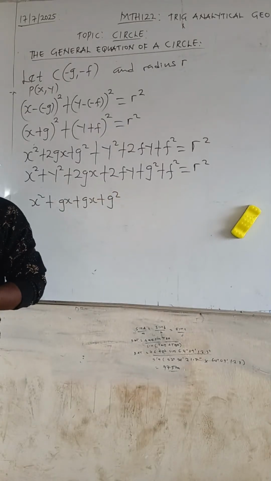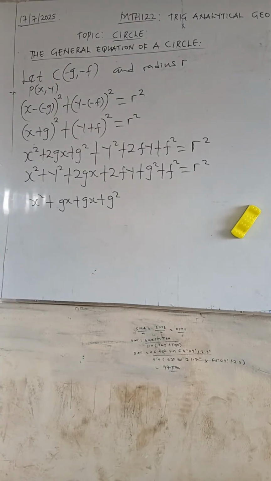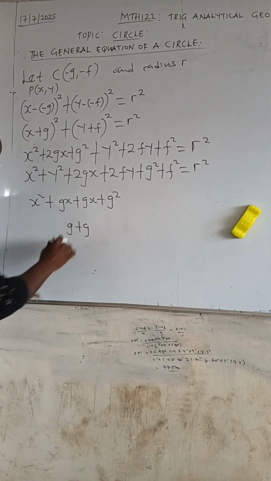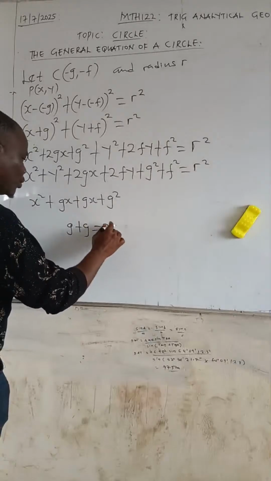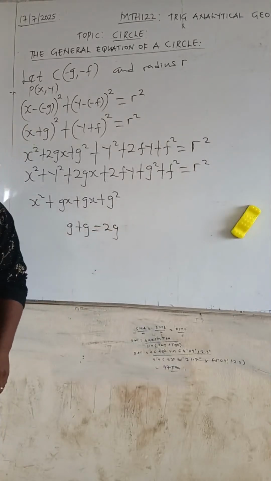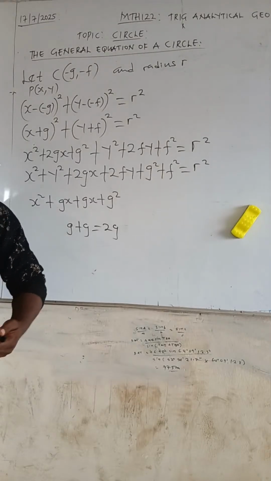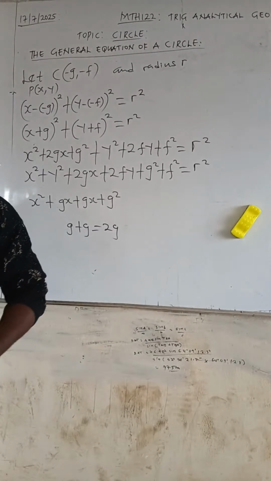Okay. Let's look at it together. Let's just do it this way. G plus G. What are you supposed to have? You are supposed to have 2G. I know some of you are confused. How can we add G and G to give us 2G? Let me open your eyes mathematically.